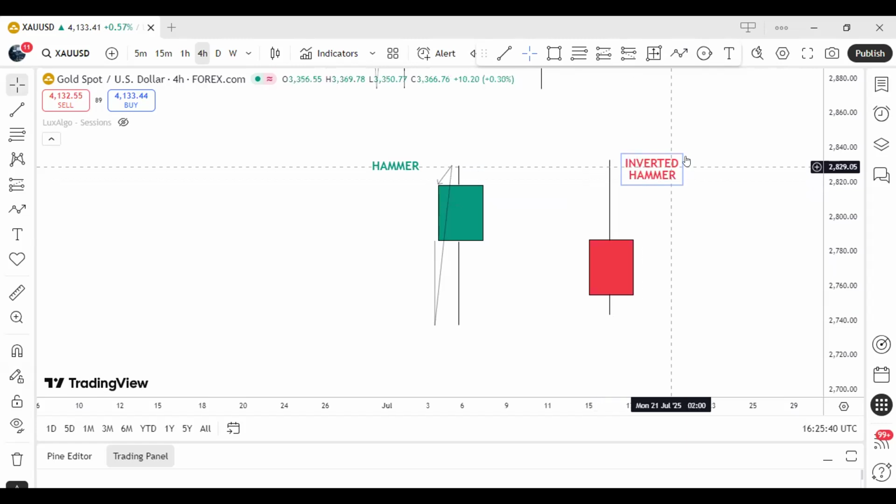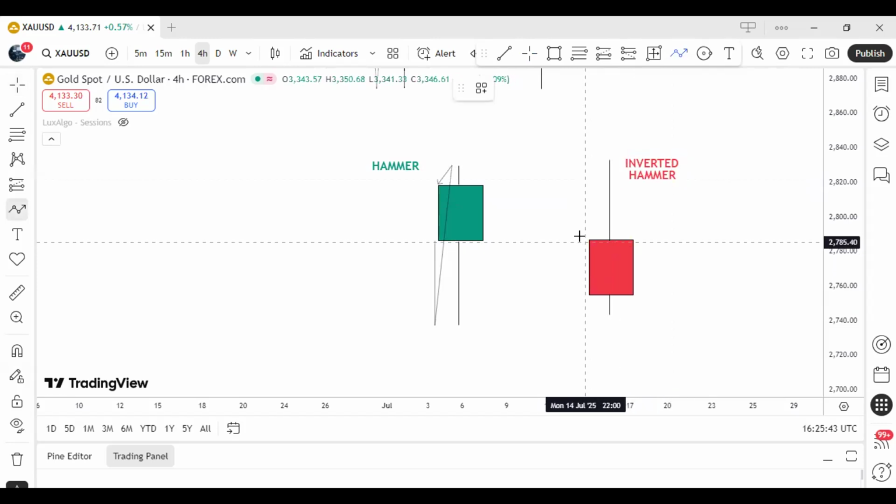Do you understand? So what happened here? When price opened here, right? Remember, if it is sellers, they open at the top, and then buyers try to push the price to the upside.